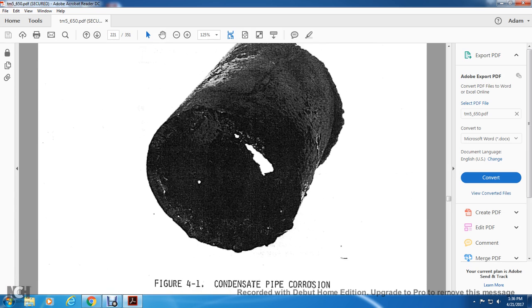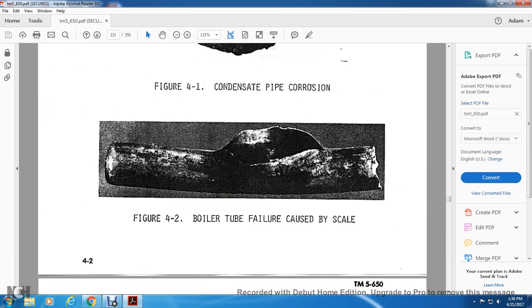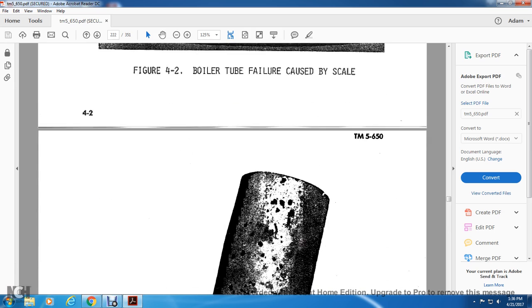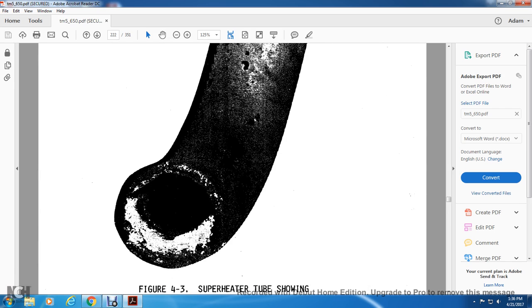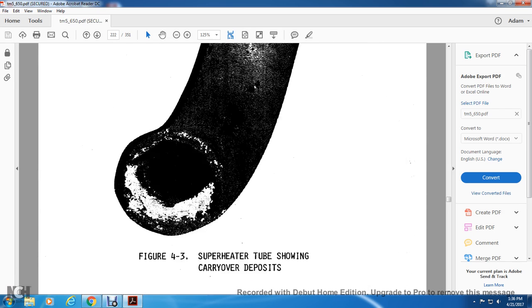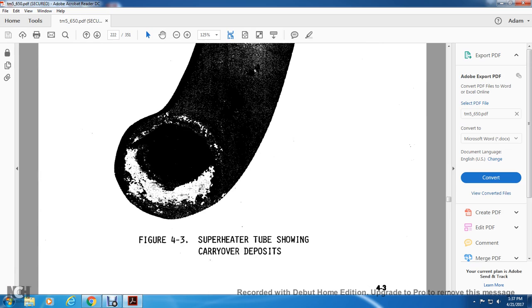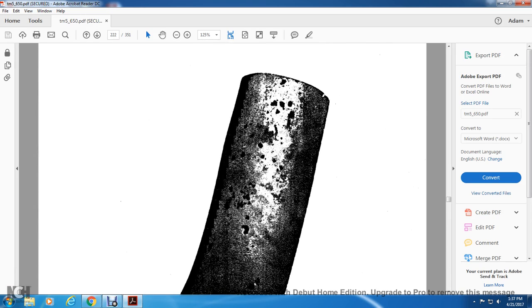Figure 4.1 shows condensate pipe corrosion. Figure 4.2 shows a boiler tube failure caused by scale. Figure 4.3 shows a superheater tube with carryover deposits.